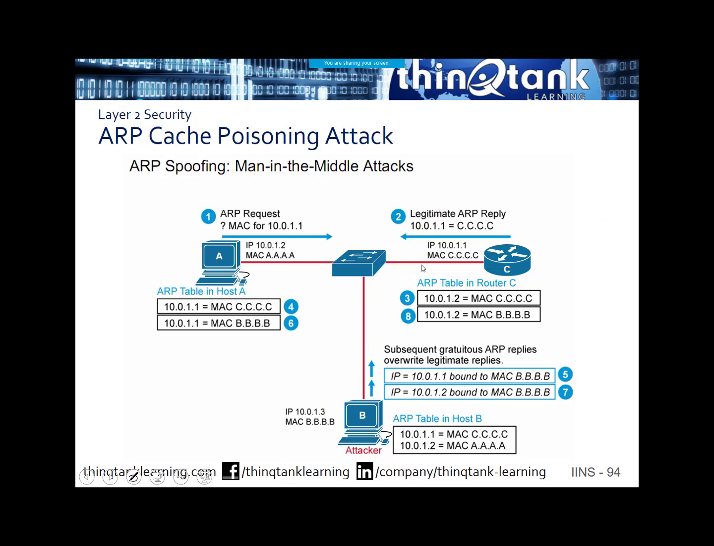The traffic's going to come back. Router C thinks that the MAC address for 10.0.1.2 is BBBB, so when it builds its layer 2 frame, it's going to send it to BBBB. That'll come down here, and then the PC can then forward that information over to PC1. And now I've inserted myself into the conversation, and neither host A or the router are even aware that that's happening. Does that make sense?